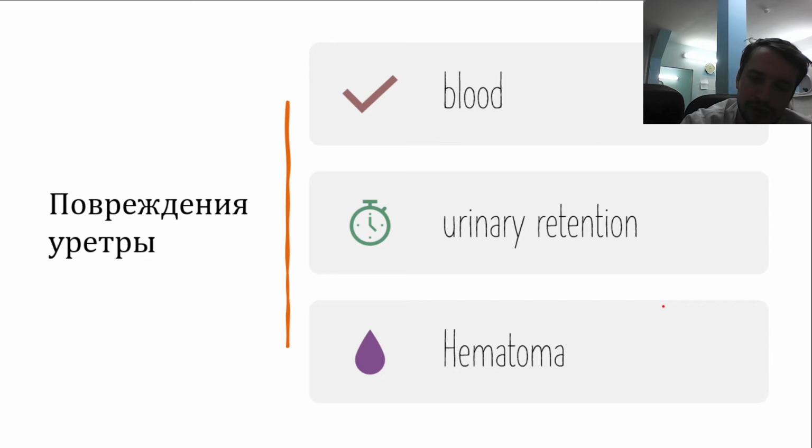Damage of the urethra is characterized by the release of blood from the urethra, complete or partial urinary retention, and a pronounced perineal hematoma. If the victim partially retains urination, it is accompanied by sharp pain in the urethra, perineum, and then an intermittent stream.